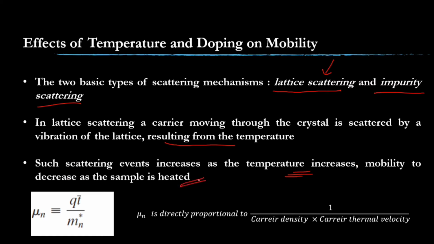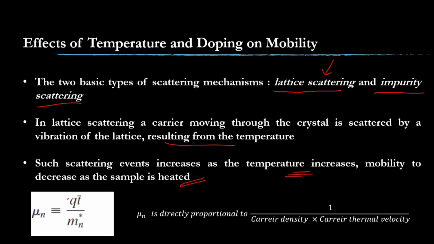If the sample is heated, what is the meaning? The lattice scattering is more. If temperature increases, what will happen? The mobility is going to be reduced. Obviously the conductivity is going to be reduced. The mobility is going to reduce because of lattice scattering.